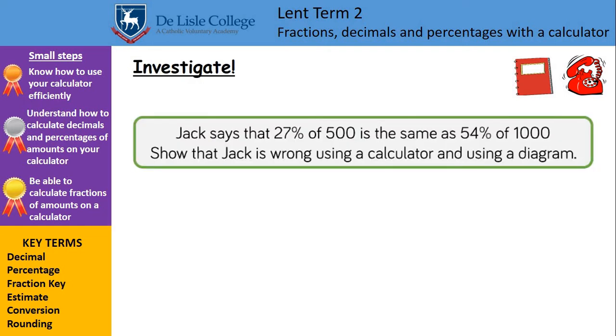Okay, here's another little investigation. So Jack says that 27% of 500 is the same as 54% of 1000. Show that Jack is wrong using a calculator and using a diagram. So over to you. Pause the video and have a go.